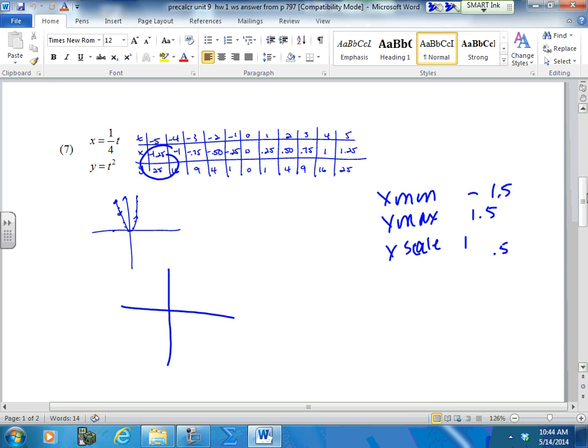Negative 1.25, 25, way up here. So it's coming down like this. There's your orientation. And then it's coming up. There's your orientation, the direction it's coming from.